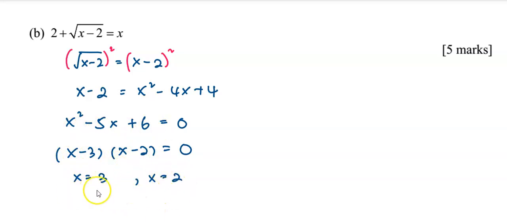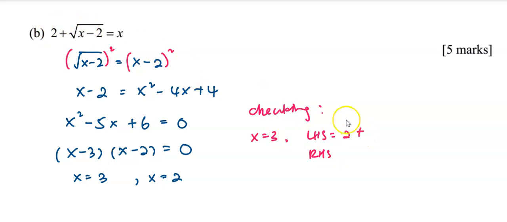But this is not yet your final answer. You need to go for checking. Check for when x equals 3, substitute into the original equation, to check whether the left hand side is equal to the right side. When x equals 3, you put it into the x here, you get 2 plus square root of 3 minus 2, that is 1. Square root of 1 will be 1. That is equal to 3.